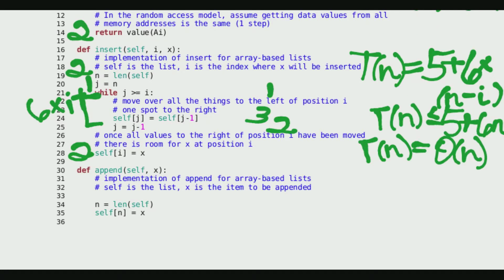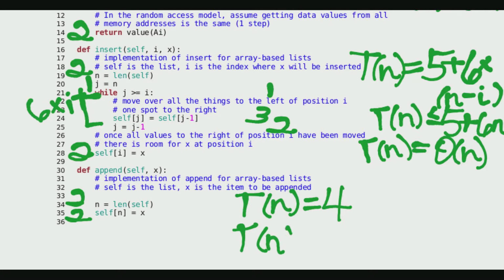The last operation we'll look at for array-based lists right now is the append operation, which we see involves getting the length and assignment. That's 2 operations. And then indexing and assignment. That's 2 operations. So ultimately, this means the time for this operation is exactly 4 steps, meaning that our time is O(1) since 4 is a constant.